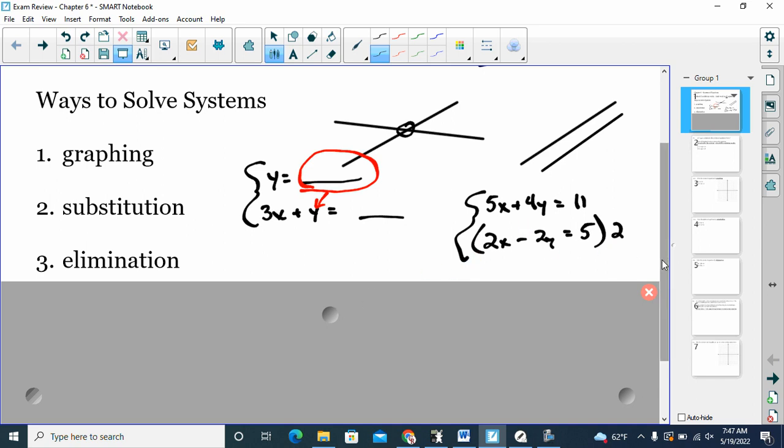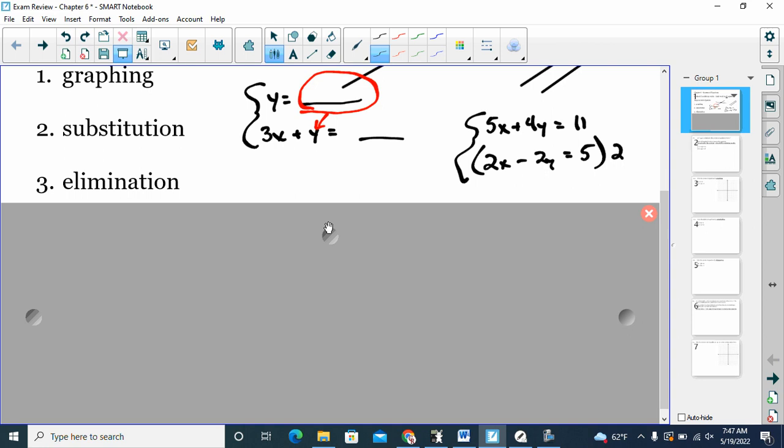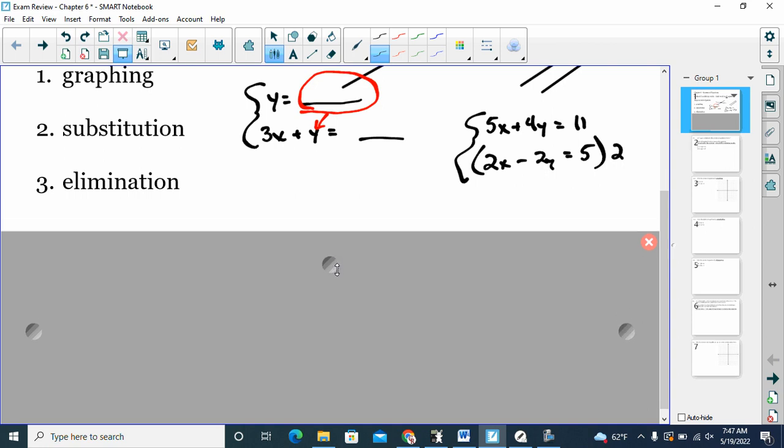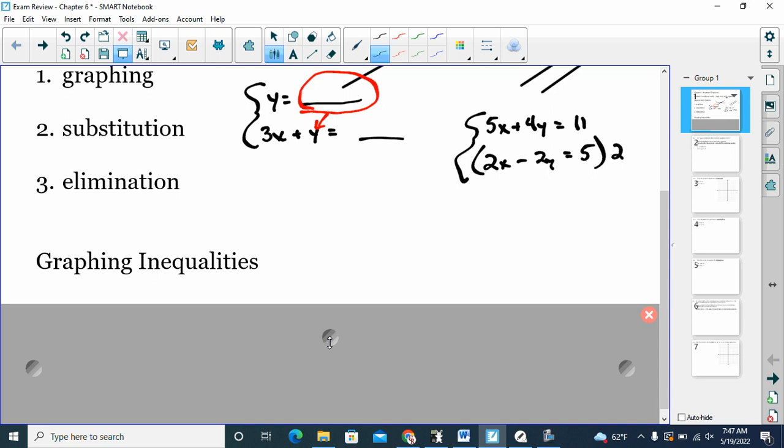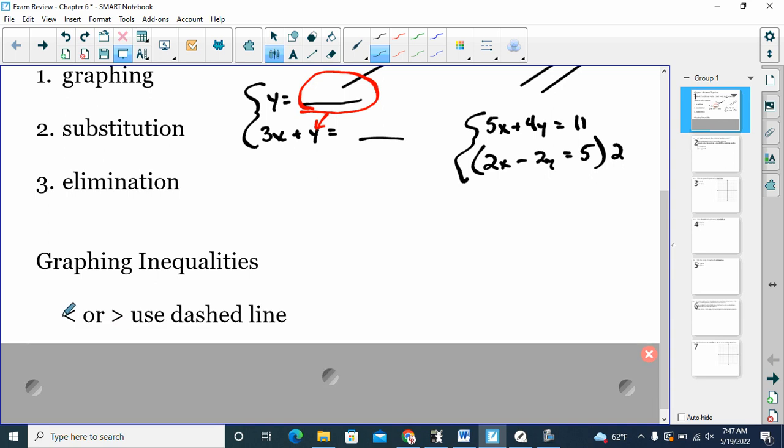And then the final thing from this chapter was graphing inequalities or systems of inequalities. To graph an inequality, things to remember are sometimes we have dashed lines, sometimes we have solid lines. If we have a less than or a greater than, but not the or equal to under it, that is when we use a dashed line. If it's less than or equal to or greater than or equal to, we have our solid line.